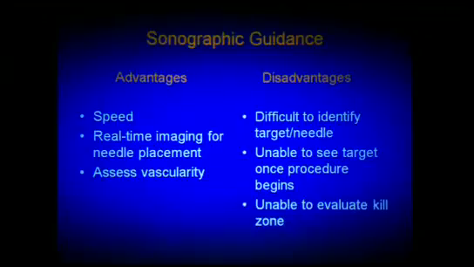We can use ultrasound, CT, or MR guidance. We can use sonographic guidance. It's very fast. It's very expeditious in terms of needle placement. We can assess the vascularity around the tumor, but sometimes it's very difficult to identify the lesion that you are ablating once the ablation starts, and very difficult to identify the kill zone around the ablation.